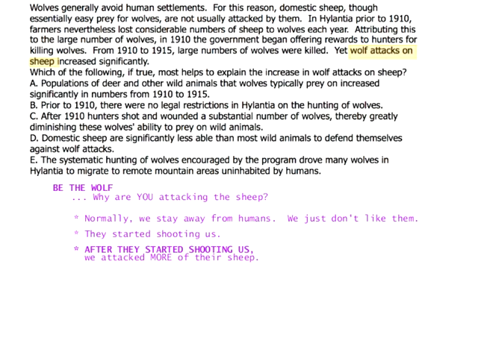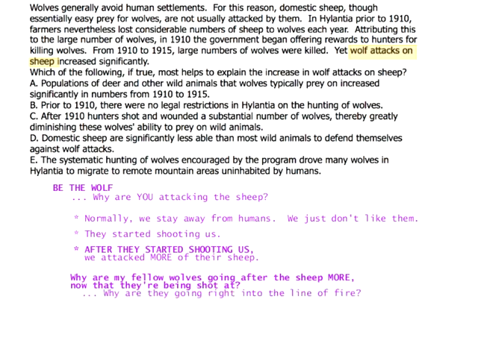That's what we want to know, right? I mean, this makes no sense to me. Why are my fellow wolves going after sheep more now that they're being shot? That doesn't make a lot of sense. Why are they going right into the line of fire? Because again, it's not revenge, right? If it was a human thing, then that could be a reasonable thing. But wolves, animals. So yeah, easier prey.